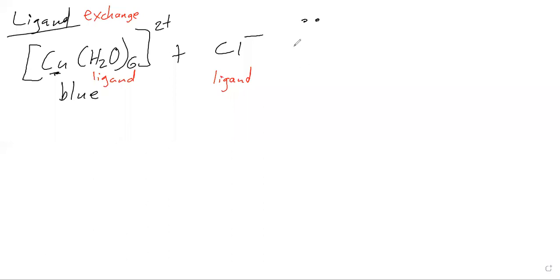This is actually an equilibrium reaction. So on this side, what will I have? Copper chloride, and water. It would have two negatives. With water, because it's a small ligand, we can fit 6 of it around copper. But chloride ion is a bigger ligand, so we can only fit 4 of it around copper. Water is smaller, so you can fit 6.